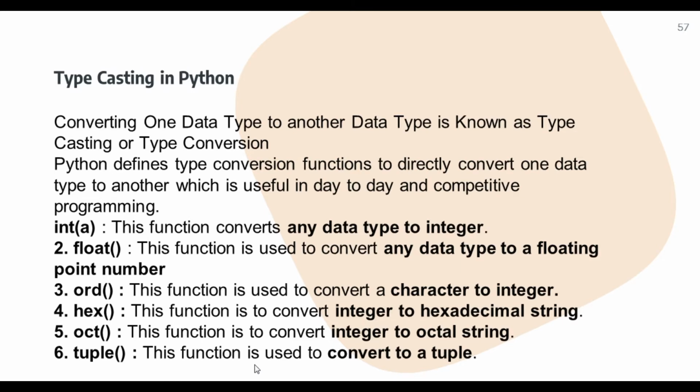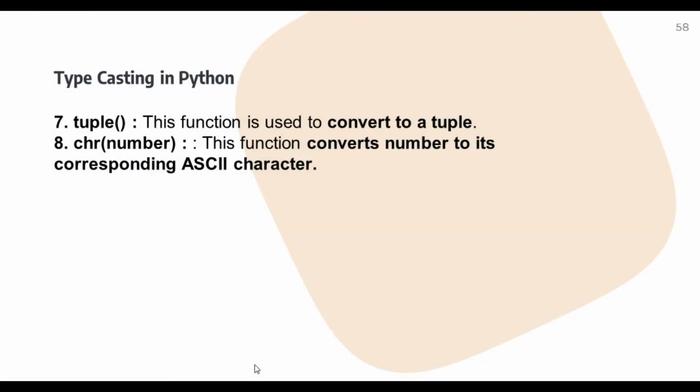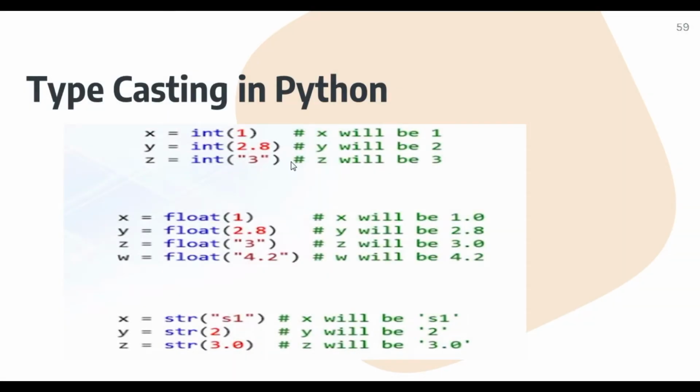tuple is used to convert to a tuple also. And chr is used to convert a number to its corresponding ASCII character, where ASCII is the American Standard Code for Information Interchange. So now student, we can see some examples of typecasting.